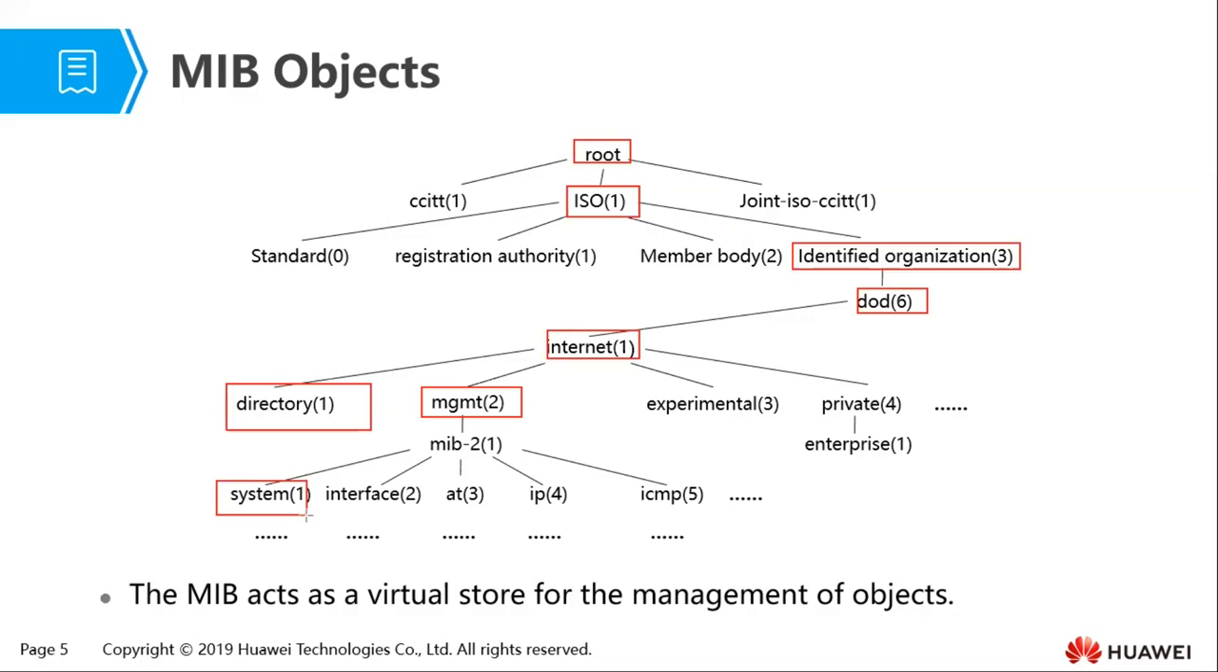or you can go under management, you can manage the system view, you can configure the interface, you can configure a number of other protocols like ICMP, IP, etc. So it's actually organized in that tree-like structure. So that is what we call the management information base.